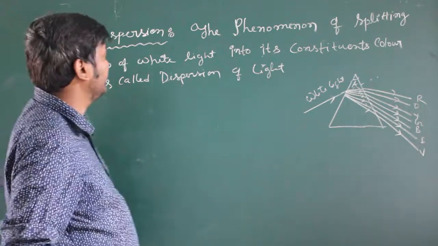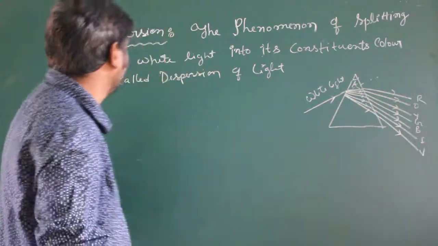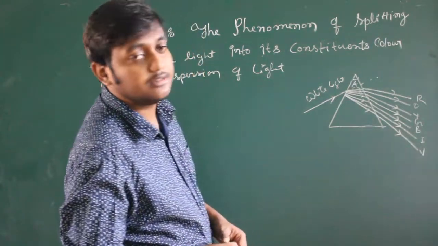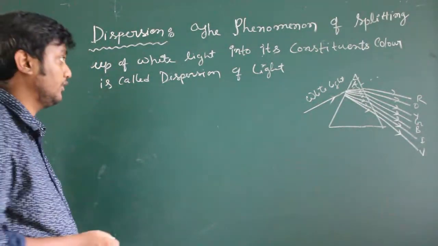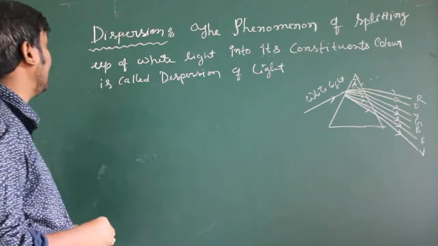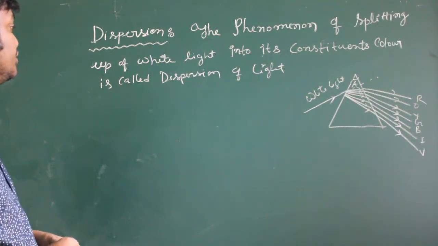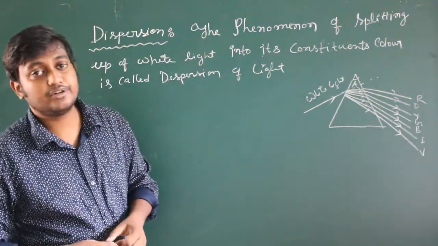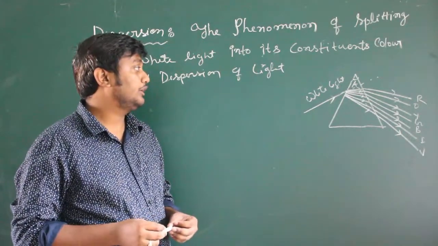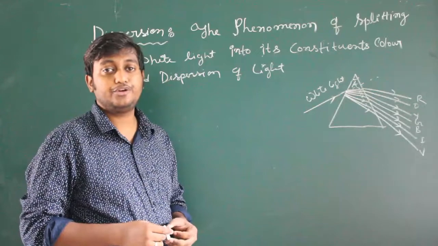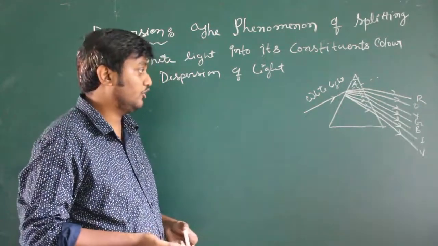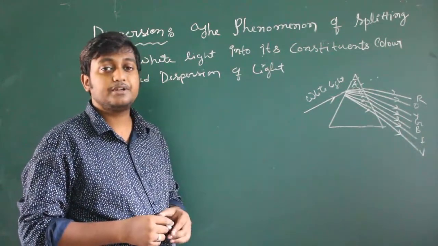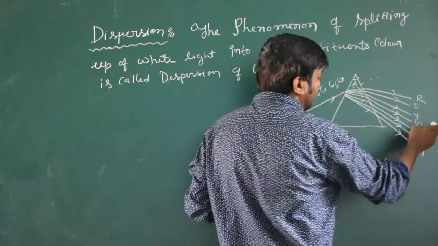Now I'm going to discuss dispersion. Dispersion is the phenomenon of splitting of white light into its constituent colors. The phenomenon of splitting up of white light into its constituent colors is called dispersion of light. When white light is passed through a prism, it will split into its 7 colors: violet, indigo, blue, green, yellow, orange, red.